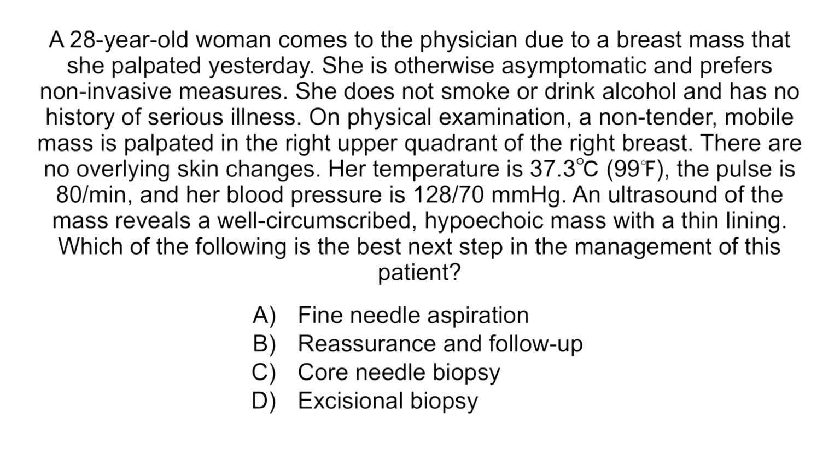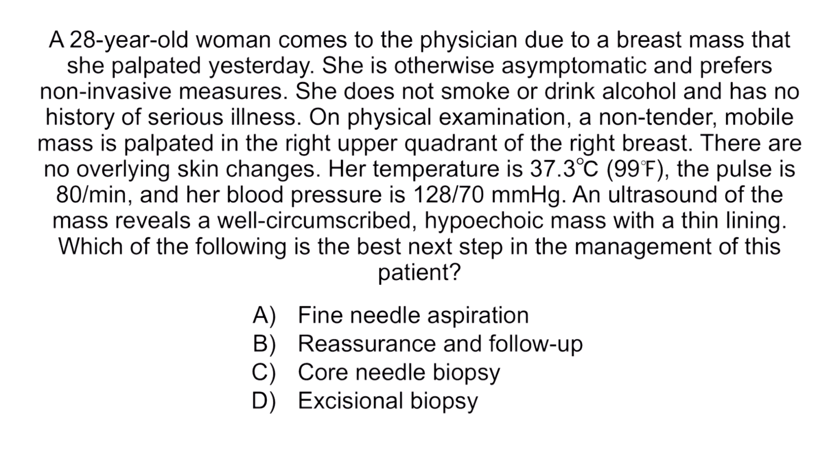A 28-year-old woman comes to the physician due to a breast mass that she palpated yesterday. She's otherwise asymptomatic and prefers non-invasive measures. She does not smoke or drink alcohol and has no history of serious illness. On physical exam, a non-tender mobile mass is palpated in the right upper quadrant of the right breast. There are no overlying skin changes. Her temperature is 37.3 degrees Celsius. The pulse is 80, and her blood pressure is 120/70. An ultrasound of the mass reveals a well-circumscribed hypoechoic mass with a thin lining. Which of the following is the best next step in the management of this patient?